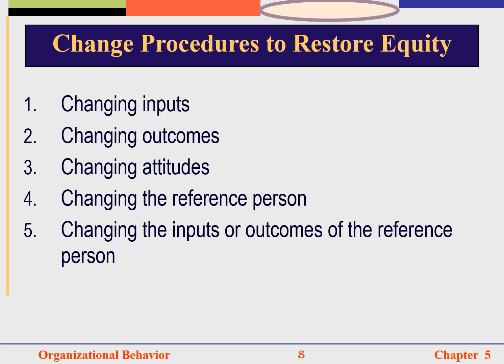If all of these alternatives do not work out, what may the person do? He or she may decide to quit the workplace, to leave the organization and go anywhere else where he or she can find fairness. These are the different alternatives, the different procedures that people usually use in order to restore equity.